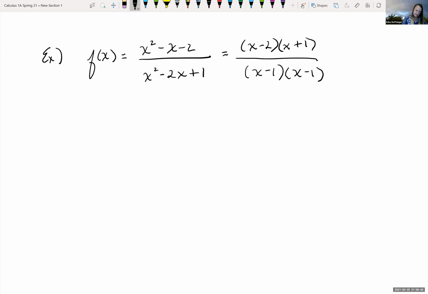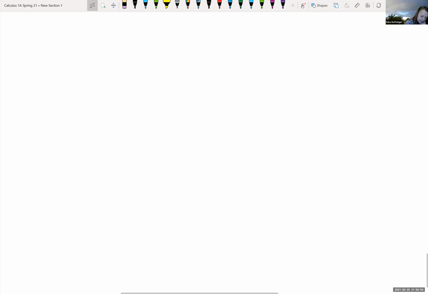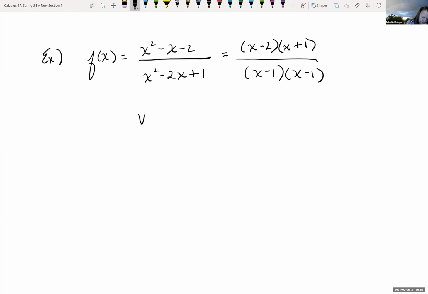So looking at this, I can see that I have a value which sets my denominator equal to 0, but not my numerator. And so I can see that I have a vertical asymptote at x equals -1. Well, let's look at what's going on on the left-hand side and the right-hand side of -1.